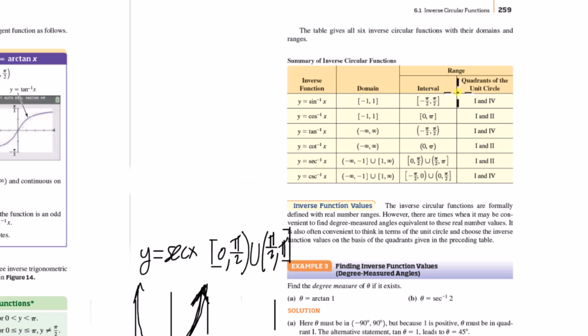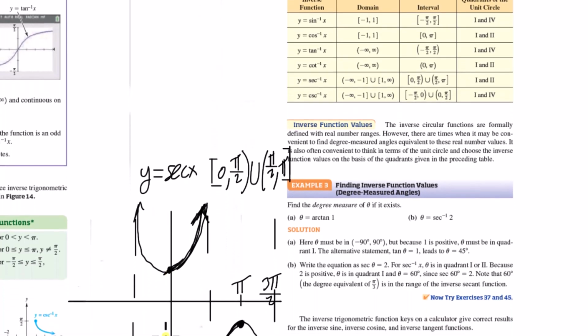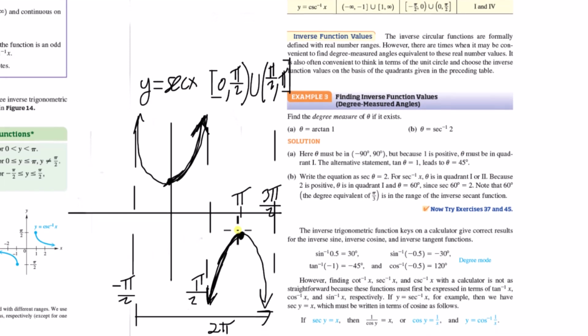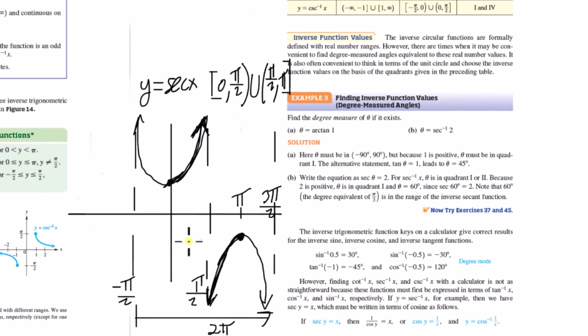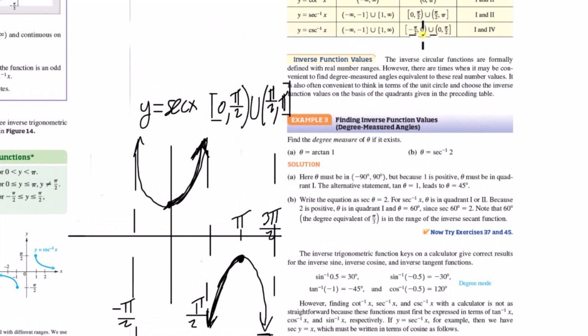We just chose the simplest interval that would encompass the full range. Every time it was either minus pi over 2 to pi over 2 or 0 to pi. The quadrants were 1 and 4 for sine, 1 and 2 for cosine. We went 0 to pi, right? So it's either going to be 1 and 2 or 1 and 4 every time. With secant, we did 0 to pi. Cosecant's going to be minus pi over 2 to pi over 2.